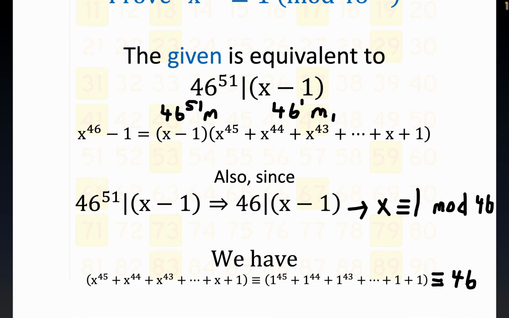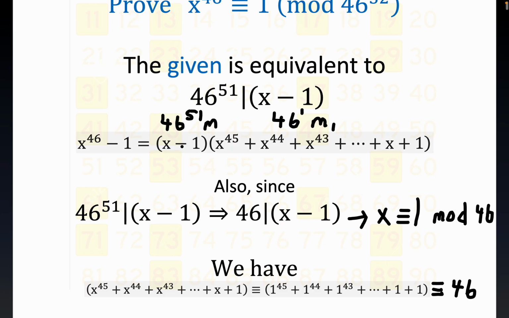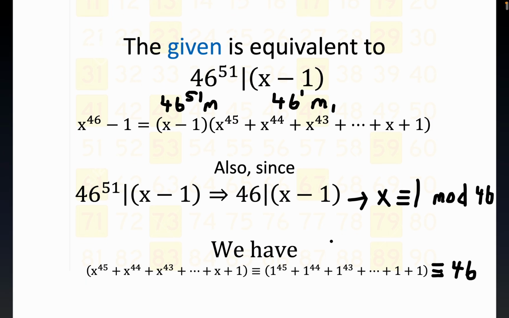There were essentially two steps. The given got us a lot of what we wanted, and we had to do slightly more work. Strangely enough, I didn't notice this simple truth right here: if 46 to a power divides x minus 1, well, 46 has to divide it. That's just the transitivity of divides going on. But anyway, that's it.